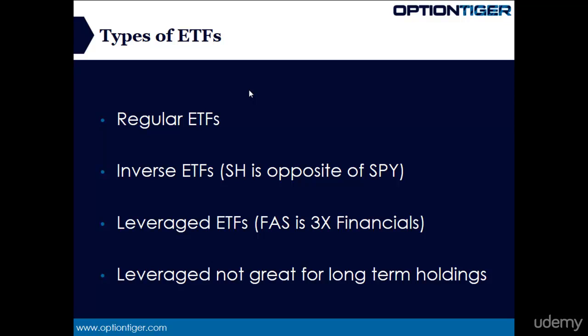So, for example, SH is the opposite of the SPDR. If the SPDR reflects the S&P index, the SH reflects the opposite of that. It reflects the inverse of the SPDR. So if the SPDR goes up 1.5%, SH is going to go down 1.5%.